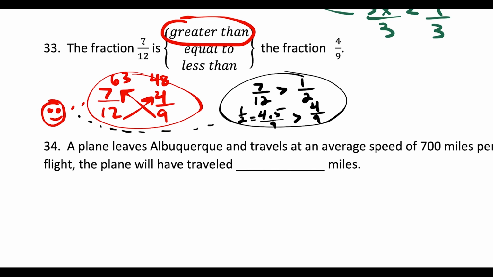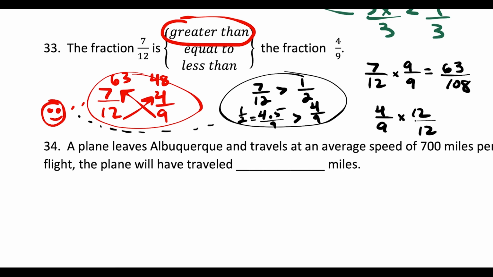The third way would be just to find common denominators. If I took 7 over 12 and multiply by 9 over 9, that would give us 63 over 108. And if we took 4 over 9 and multiply by 12 over 12, now we're going to have 108 on bottom and we're going to have 48 on top. So this is kind of like that shortcut over here. But notice when you have matching denominators, it's obvious that the first fraction here, 7/12, has a bigger numerator, so therefore it's the bigger fraction.